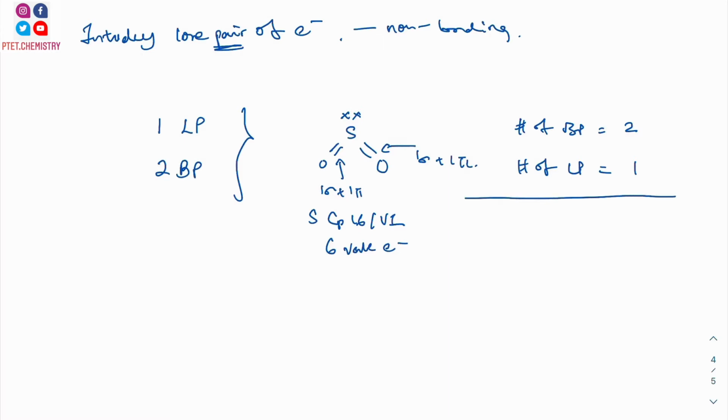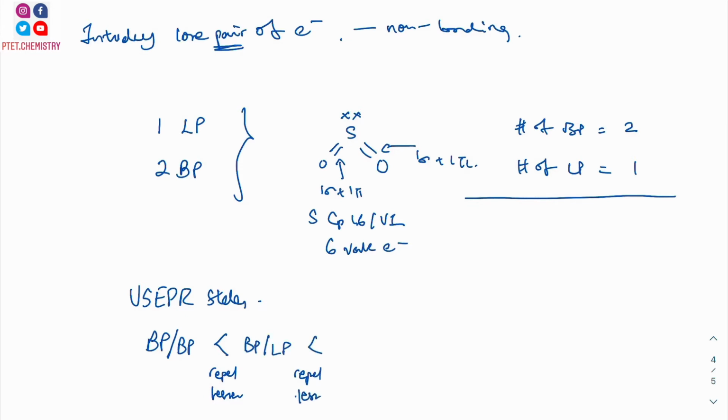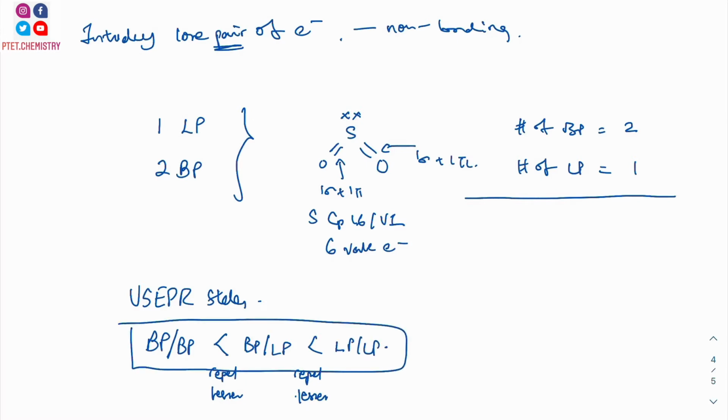Now your explanation is going to be slightly different, because VSEPR states that bonding pair electrons repel less than lone pair and bonding pair electrons, which in turn repel less than lone pair electrons. Is that true? Why is that true?